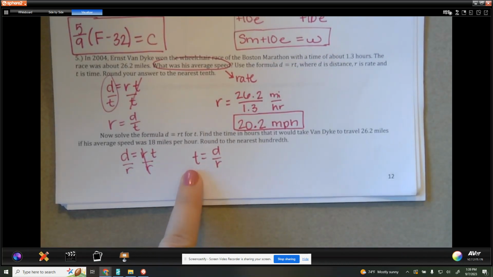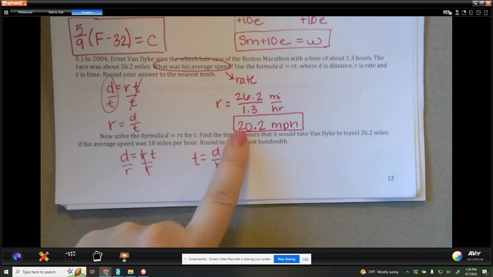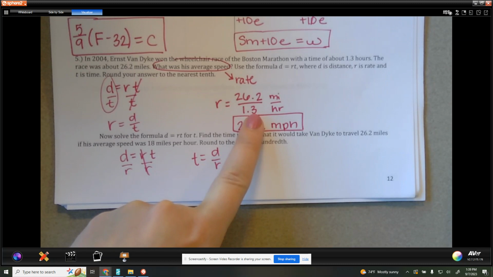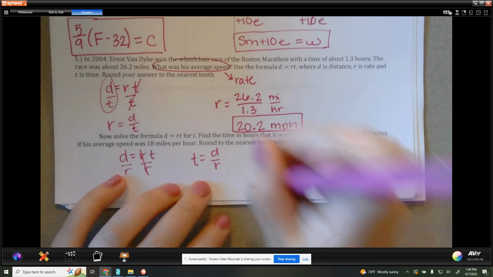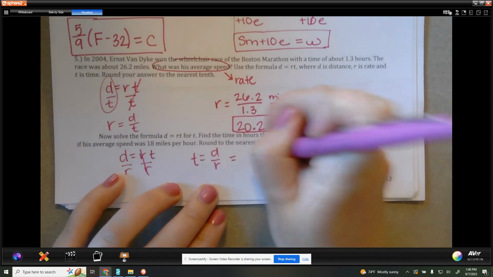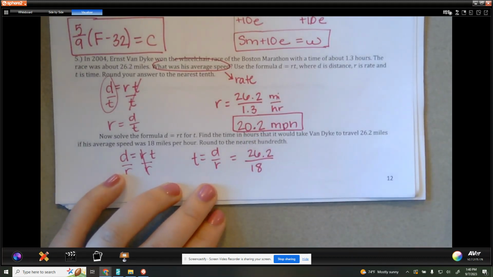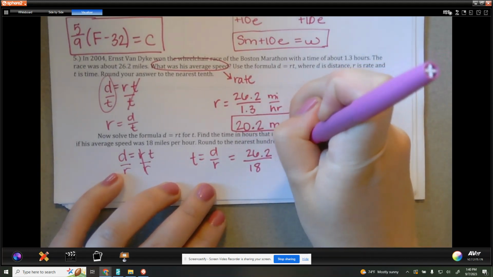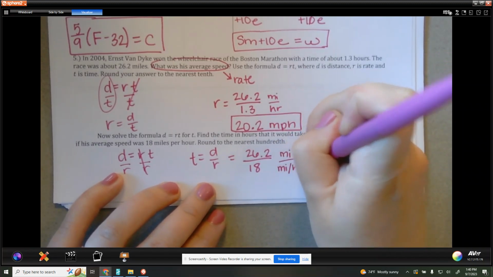Find the time, that's t, it took Van Dyke to travel 26.2 miles if his average speed was only 18 miles per hour. So he slowed down a little bit. This was 20 miles an hour, and he did it in 1.3, but how long would it take if he was going 18 miles per hour? So a little bit slower. We would have 26.2 miles still, that's our distance, divided by 18. I'm going to put units on here too. This is miles divided by miles per hour.